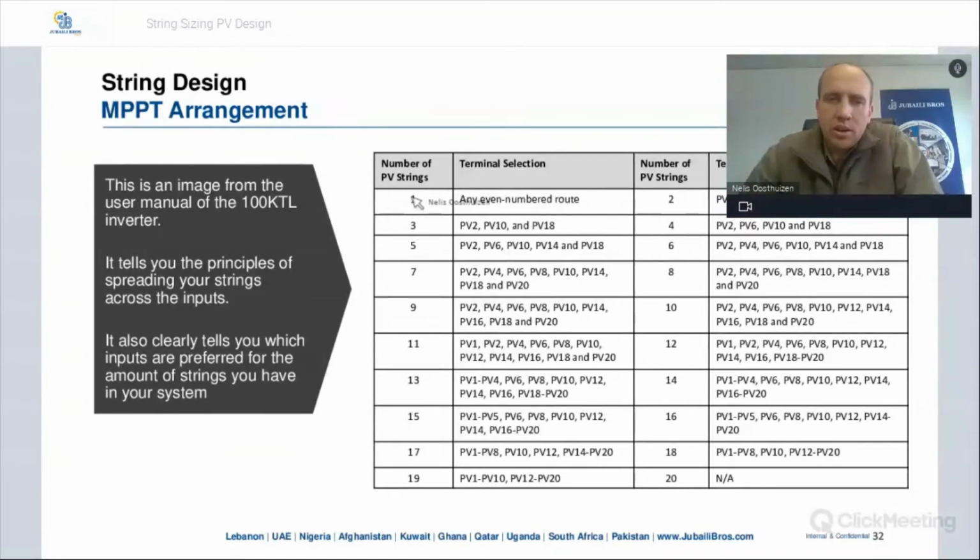So how do you go about it? If you've only got one string that you want to connect, you can connect it on any one. If you've got 2 strings, they would recommend using PV input 2 and 10. Then using this graph, you can continue and see which slot Huawei recommends you use for your strings. For instance, if you've got 9 PV strings, they recommend using PV input 2, 4, 6, 8, 10, 14, 16, 18, and 20. So this is a recommendation from Huawei on how you should be balancing your strings across the inverter DC inputs.